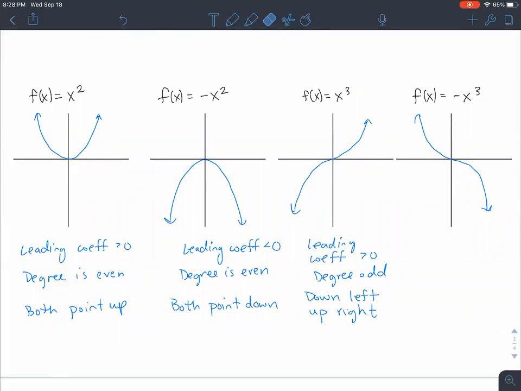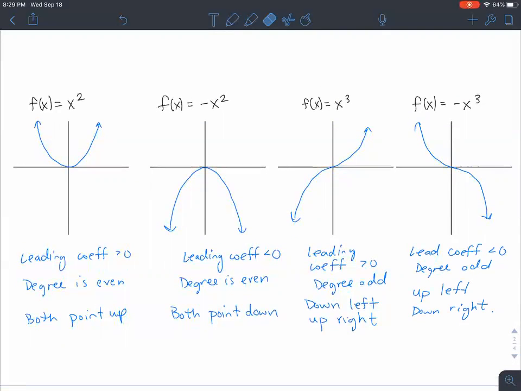And lastly, my last example, f of x equals negative x cubed. My leading term has a negative coefficient and odd degree. Leading coefficient is less than 0. Degree is odd. So I get up to the left and down to the right. These four polynomials are probably the simplest polynomials, and these are the ones that I remember to help me determine the tail end behaviors.